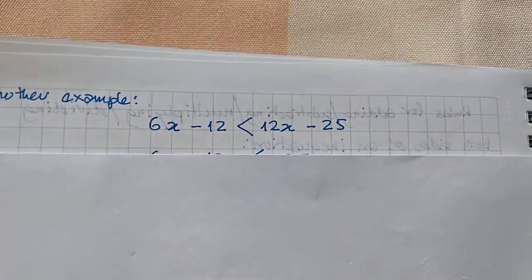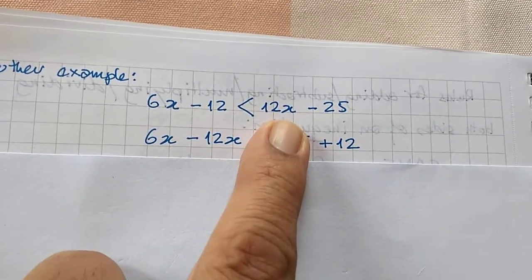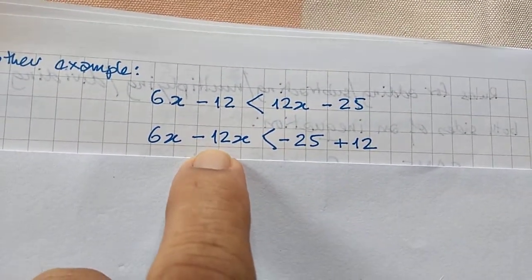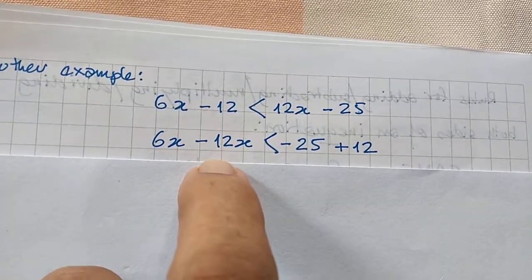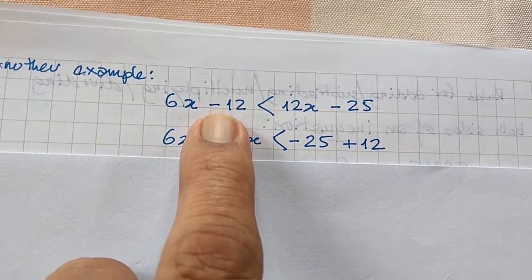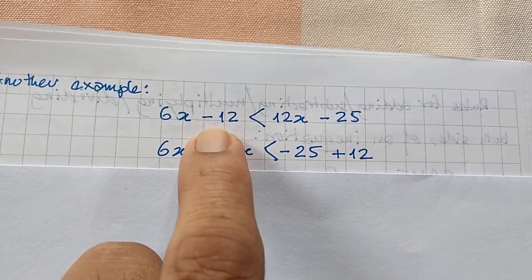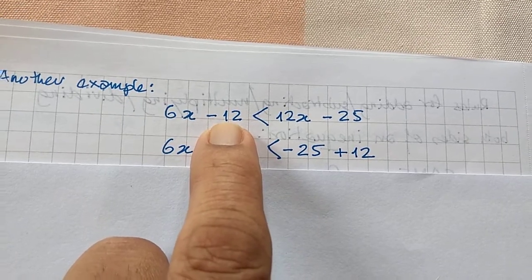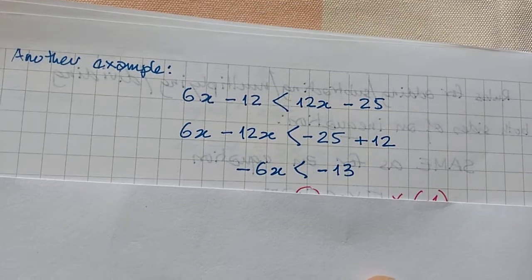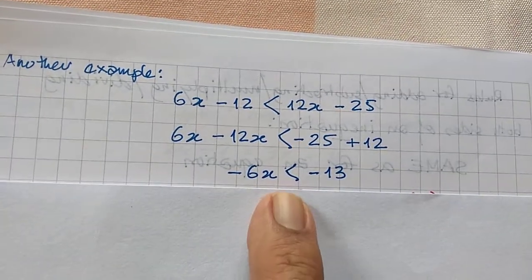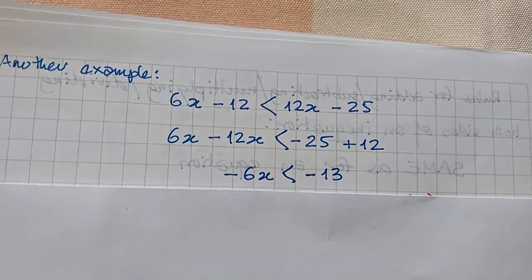First thing is we move the 12x to the left. So 12x becomes minus 12x here. You know what we are doing, we are subtracting 12x from both sides. That is allowed. Then here minus 12, we want to move to this side, so we add plus 12 to both sides. This side will cancel out, it will become 0. Here we get plus 12. So you will get here minus 6x is smaller than minus 13.